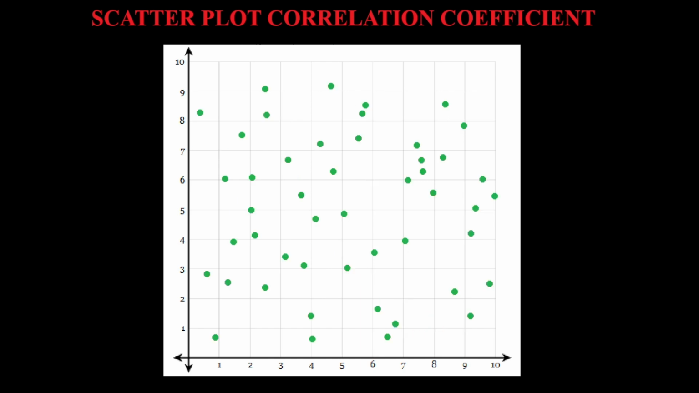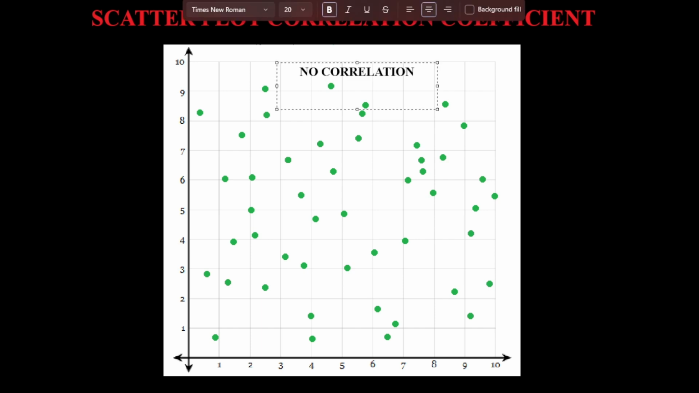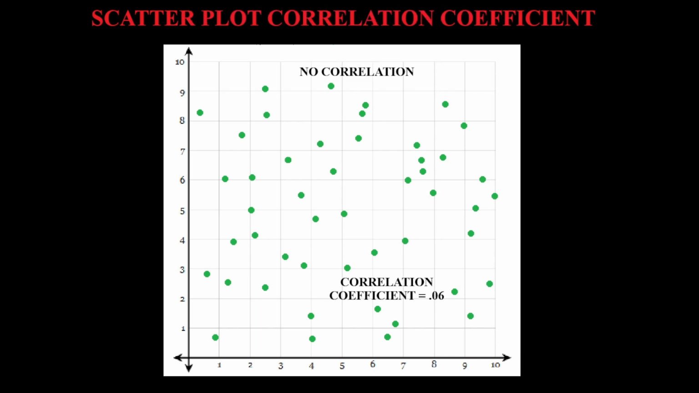In this last example, we don't have a line of fit because there is really no discernible pattern in order to draw one. This is called no correlation and would have an extremely low correlation coefficient, something like 0.06 or 0.04. It wouldn't be positive or negative because there's no pattern of increasing or decreasing to these scatter plot points.